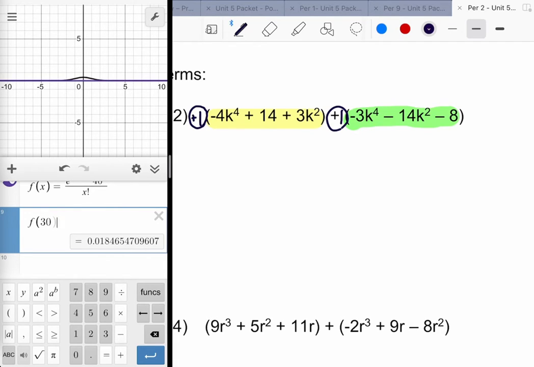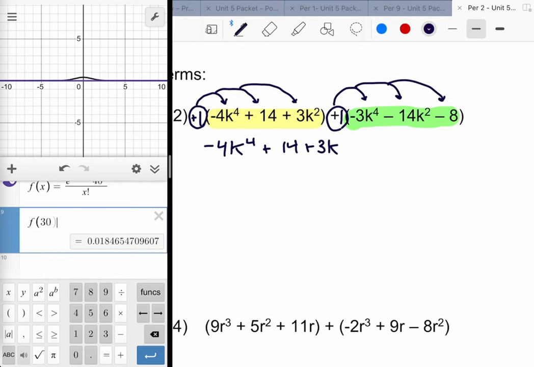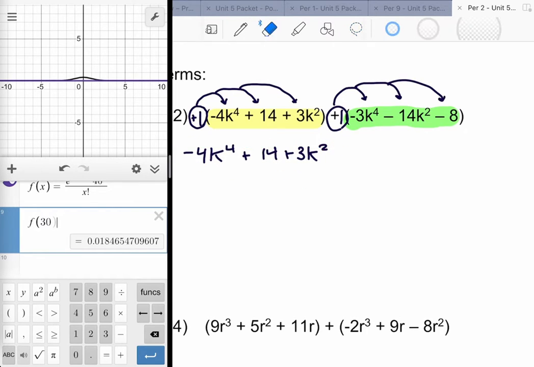I'm going to distribute the positive 1 here, and I'm going to distribute the positive 1 here. And that's going to give me a negative 4k to the 4th plus 14 plus 3k squared. And you'll notice that that's exactly the same as what you started with inside the parentheses, because when you multiply something by 1, it shouldn't change the outcome. Same thing with the other expression.